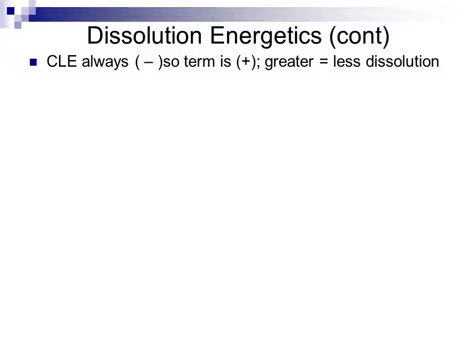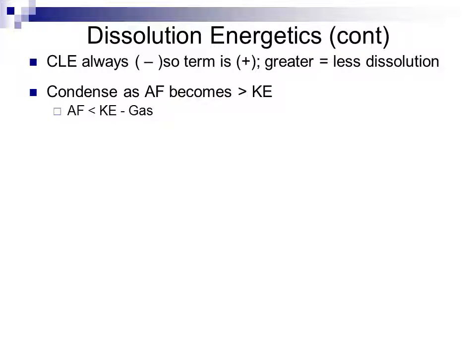The greater the crystal lattice energy, the less dissolution will occur, which makes sense because the stronger the crystal lattice energy, the tighter the individual solute particles are binding to each other. A substance will tend to condense as the attractive force becomes greater than the kinetic energy. We know that the attractive force being less than the kinetic energy is a gas, the attractive force being greater than the kinetic energy is a liquid, and the attractive force being much greater is a solid.